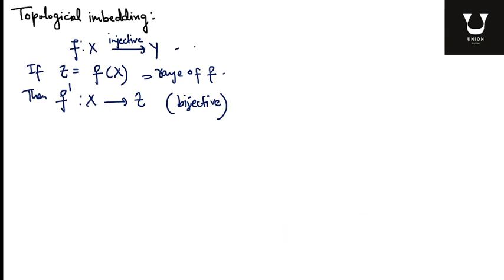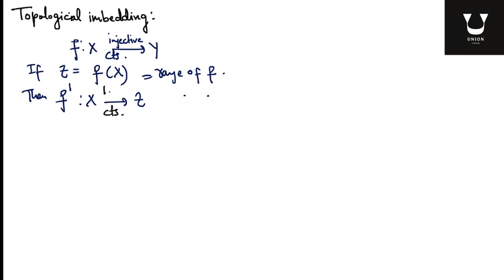And suppose f is continuous also. Then f dash will also be continuous. Right? If f is continuous, then f dash will be continuous, because the rule is the same, the domain set is the same. So therefore f dash is also continuous. So f dash is continuous and bijective.